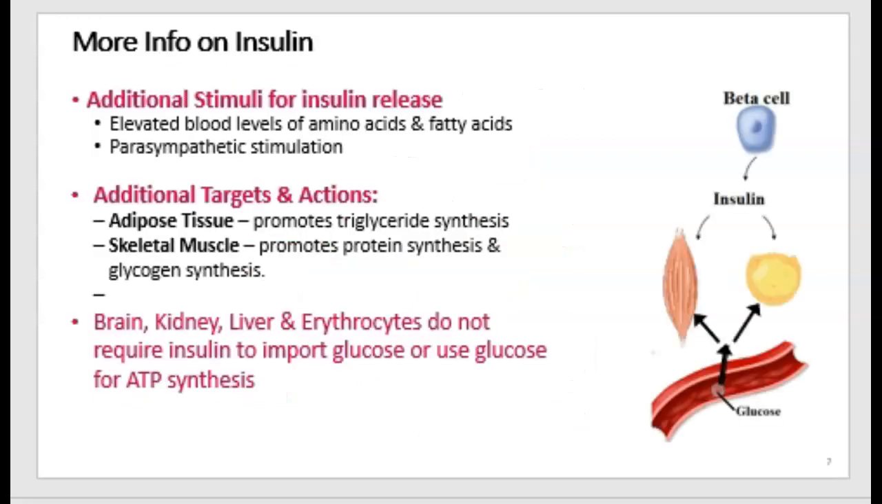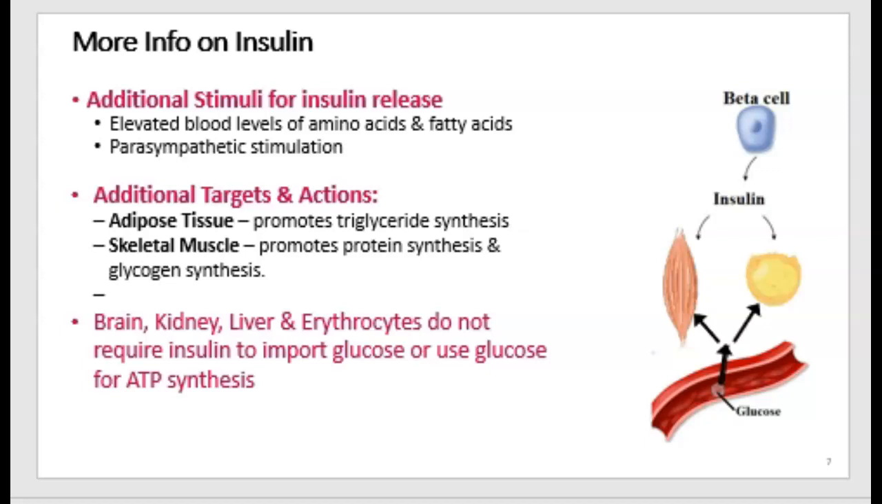More than just glucose levels can stimulate insulin release, though. For example, elevated levels of amino acids and fatty acids in the blood also stimulate the pancreas to release insulin. This makes sense because usually our meals contain more than just glucose, right? So in general, when organic nutrient levels are high in the blood, insulin will be released. Another stimulation for insulin release is the parasympathetic nervous system.